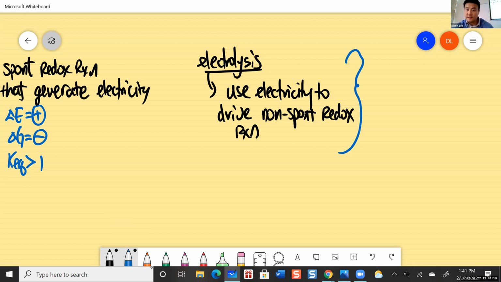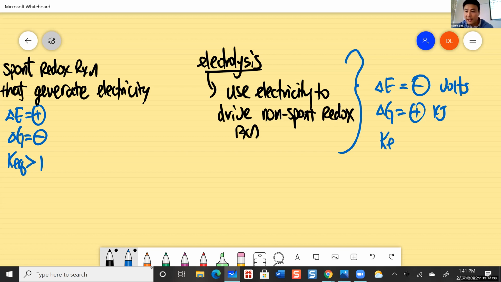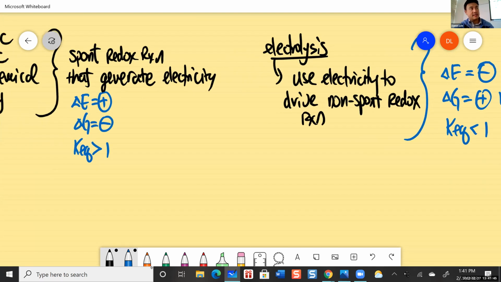So these reactions have E that is negative. Instead of positive volts, they have negative volts. That means that's how much electricity is required instead of being produced. This is requiring electricity, right? Delta G is positive kilojoules per mole. That means instead of releasing energy, this is requiring energy, and the equilibrium constant is less than 1. So reactants are favored.